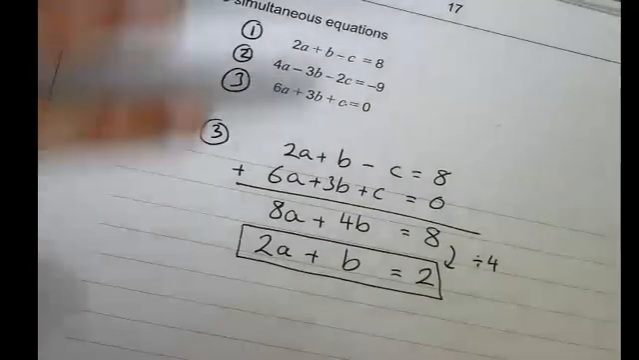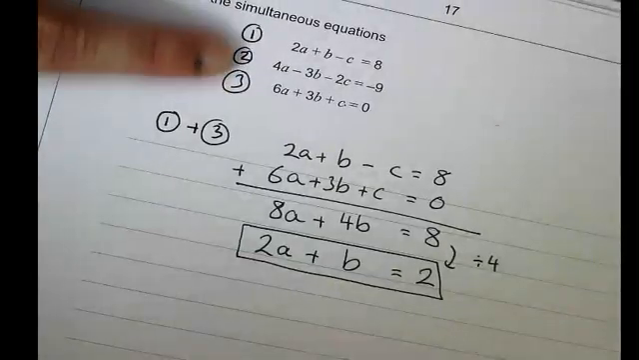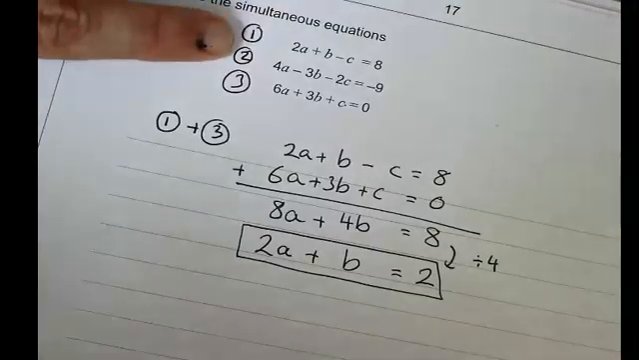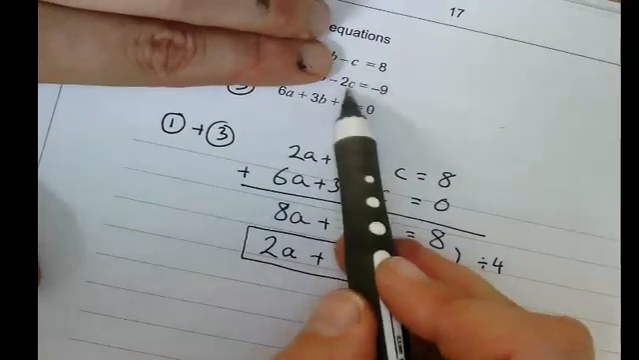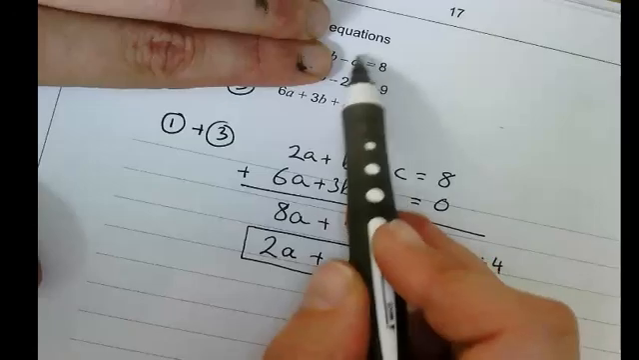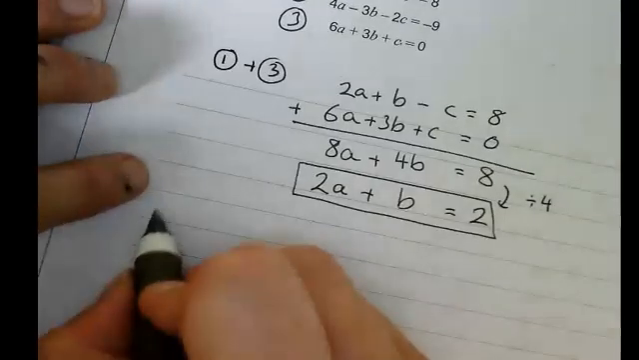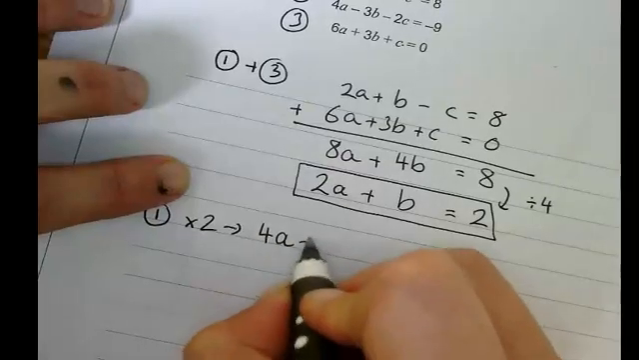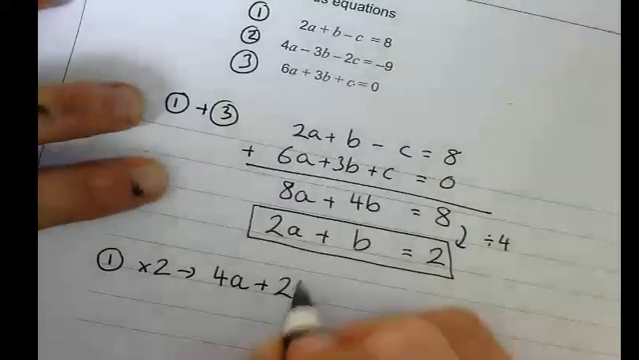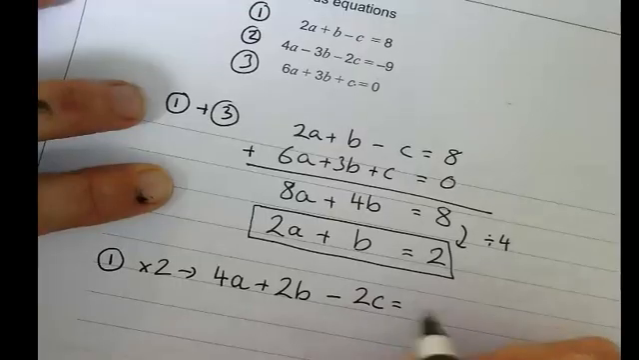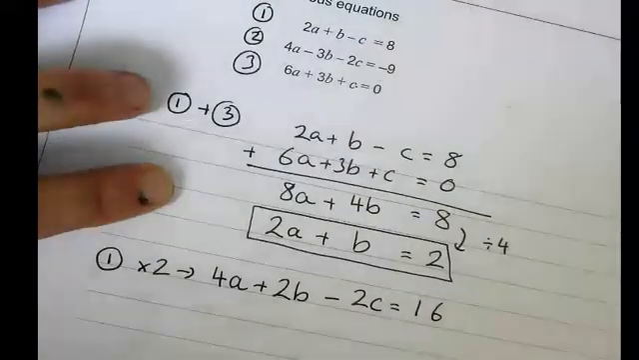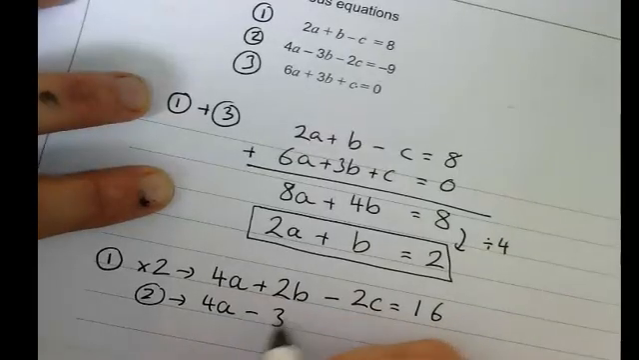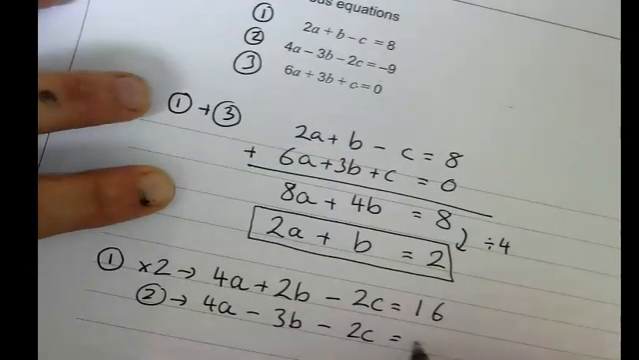We could do either the first two or the second two equations. It doesn't really make any difference. I'm going to go for the first two. So that means I need those c coefficients to be the same, which means I'm going to multiply that top equation by 2. I'm going to label my work. Multiplying equation 1 by 2 is going to leave me with 4a plus 2b subtract 2c is equal to 16. I'm going to write equation 2 underneath, labeling my work. 4a subtract 3b subtract 2c is equal to -9.